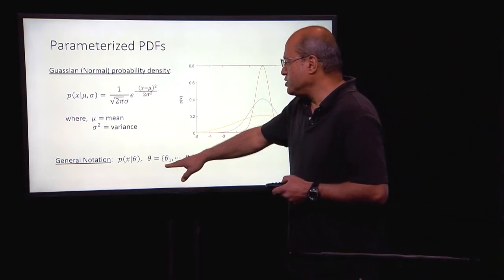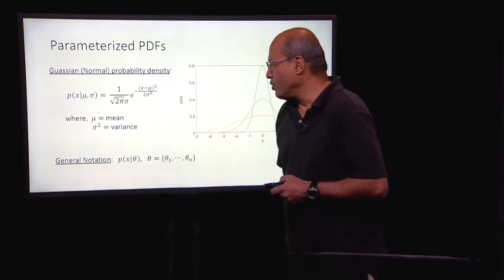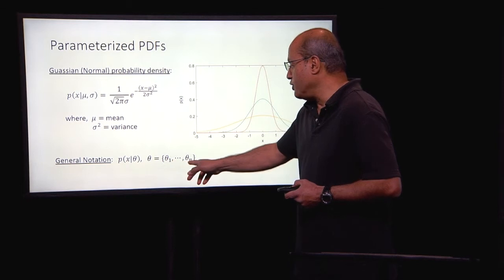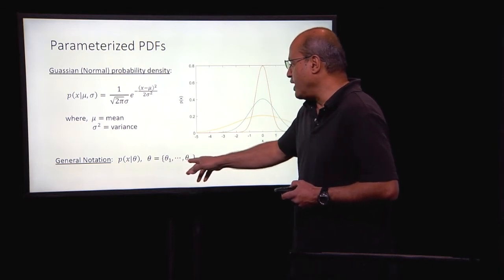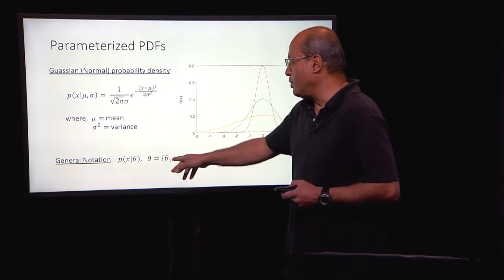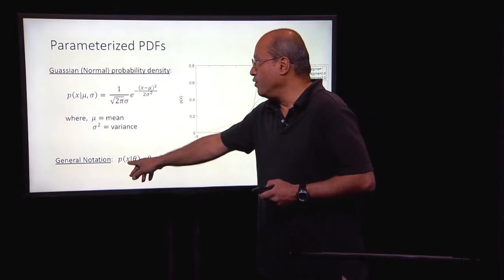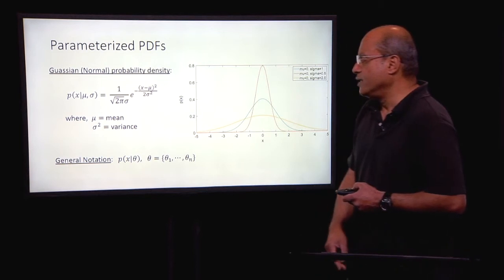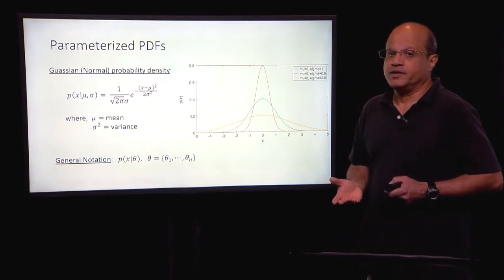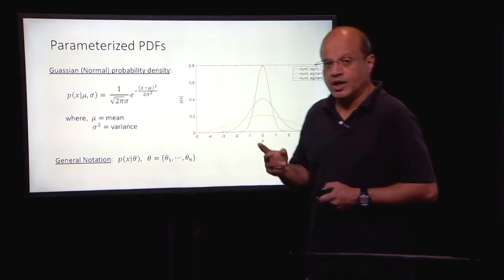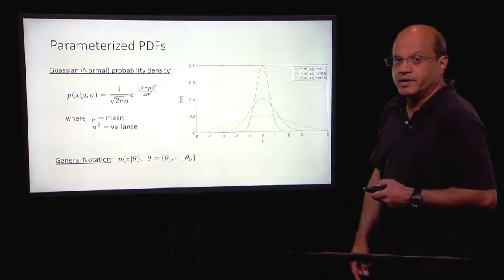So more generally speaking, if you have a probability density function that depends on a number of parameters, theta 1 to theta n, usually we just write that entire vector of parameters as theta, and we define the parametric probability density function as p of x given theta. So in this case, theta is just mu and sigma, since I have two parameters for the Gaussian probability density.